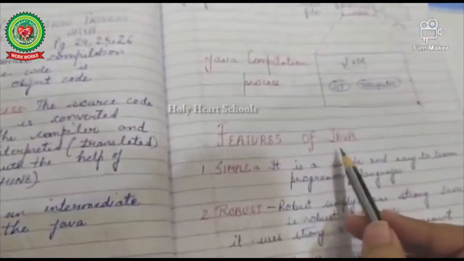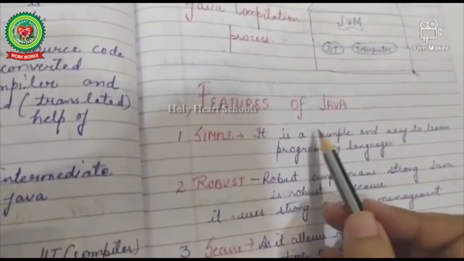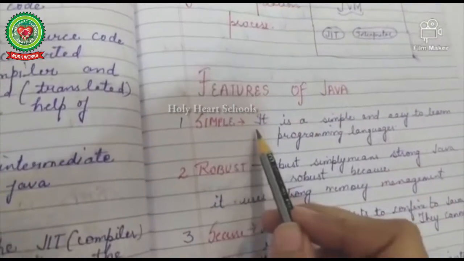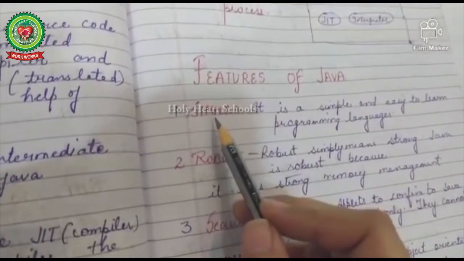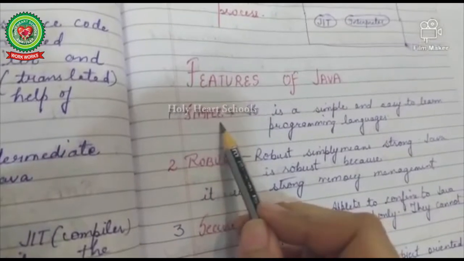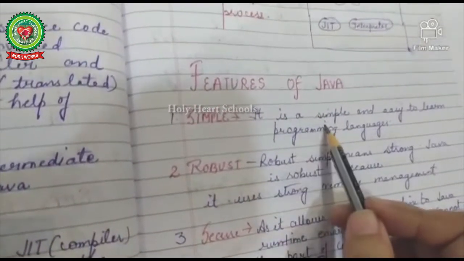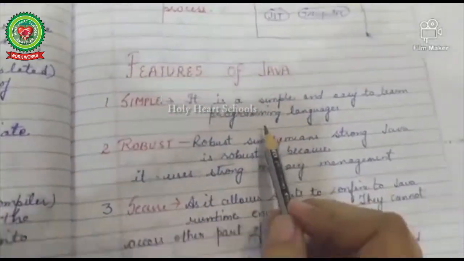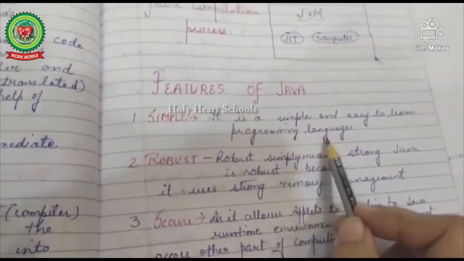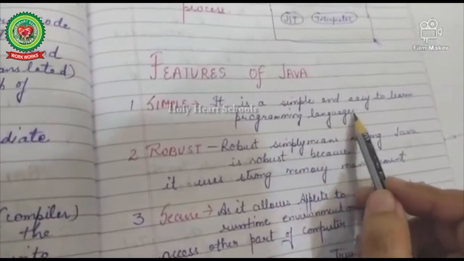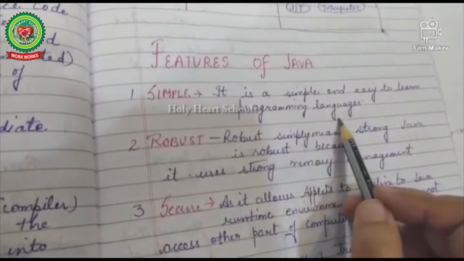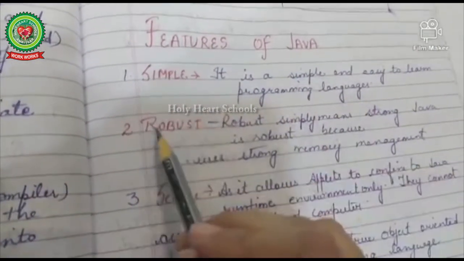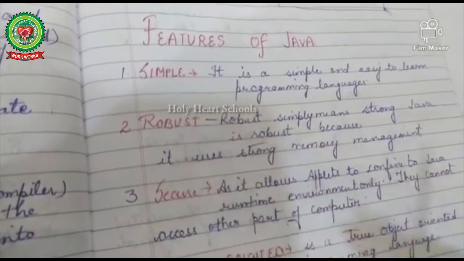As Java is an object-oriented programming language, this language has a number of features. The first feature is simple. As we know, Java is a simple language and easy to learn, so that we can easily create our programs. So it is a simple and easy to learn programming language.